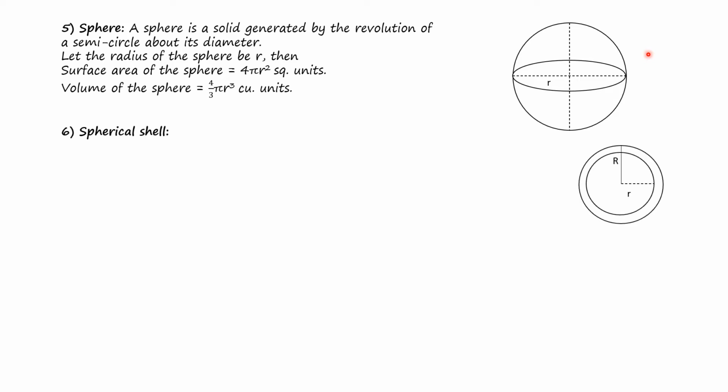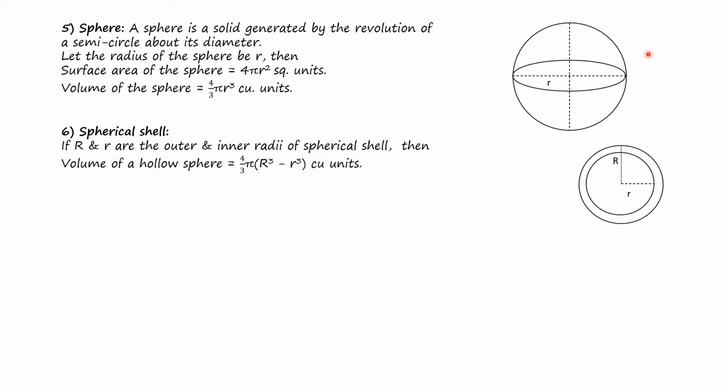Spherical shell. Let capital R and small r be the outer and inner radii of the spherical shell. Then the volume of the hollow sphere is 4/3 π(R³ − r³) cubic units. Outer surface area is 4πR² square units.